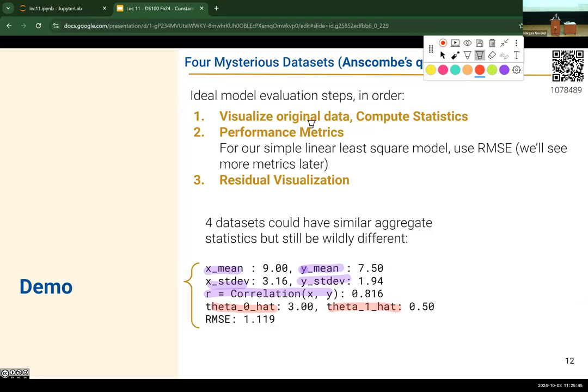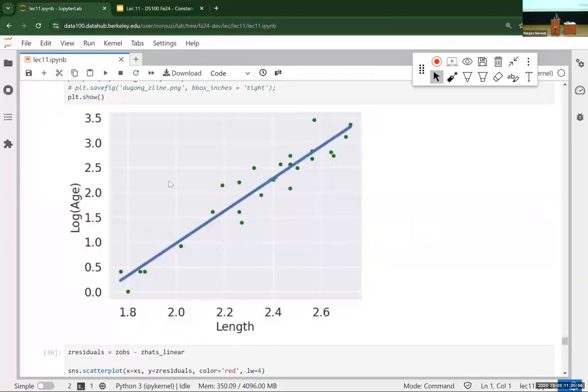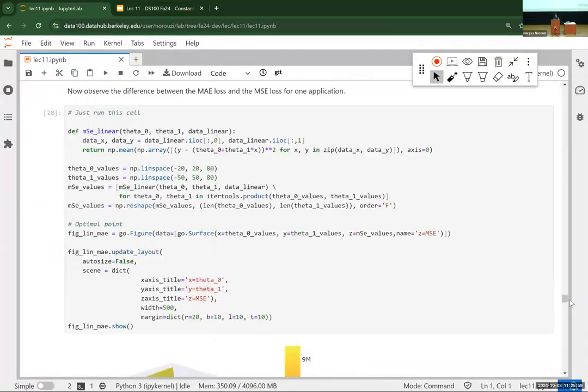But what we'll see is that it's not accurate, and we could have identified that it's problematic if we had visualized the data ahead of time. So I'm going to go to this demo actually.